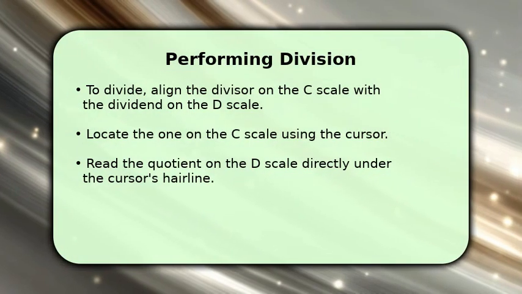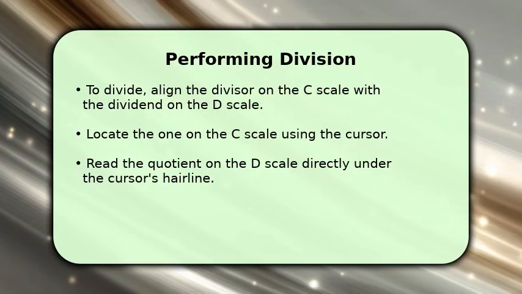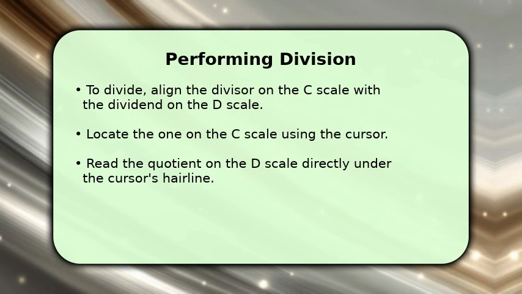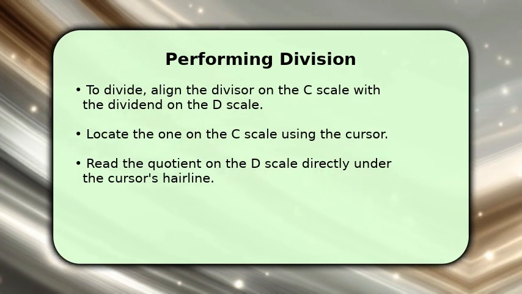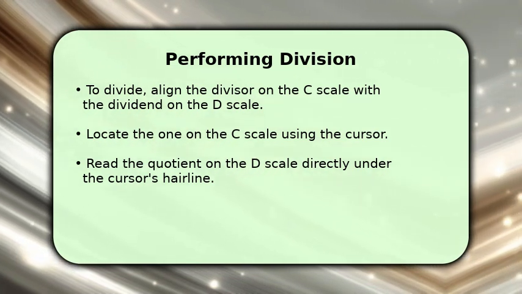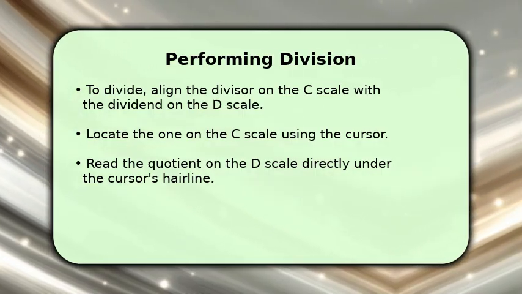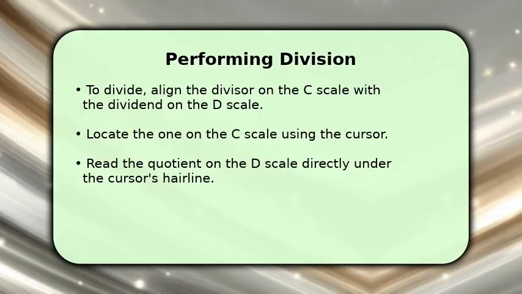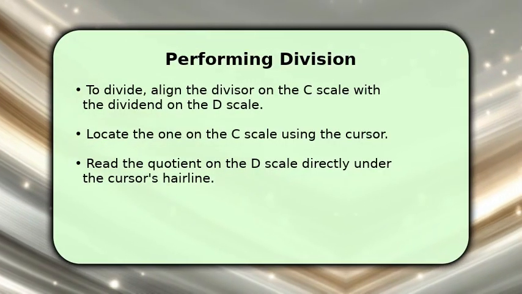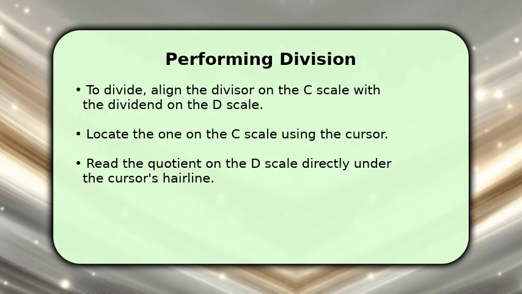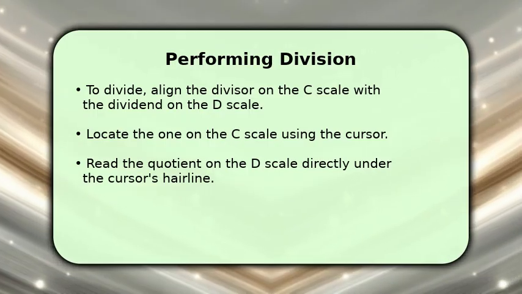Now, let's move on to division. Begin by aligning the divisor, which is the number you are dividing by, on the C scale with the dividend, the number being divided, on the D scale. Then, locate the 1 on the C scale. The quotient, or your answer, will be found on the D scale, directly beneath that one. For example, to divide 8 by 4, align 4 on C with 8 on D, then find 1 on C to see 2 on D.